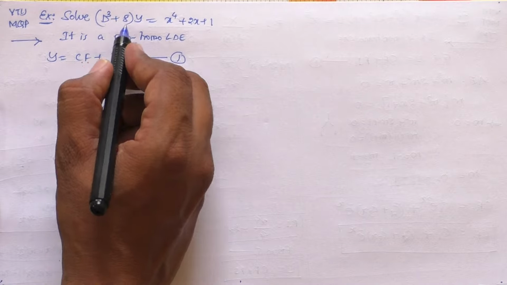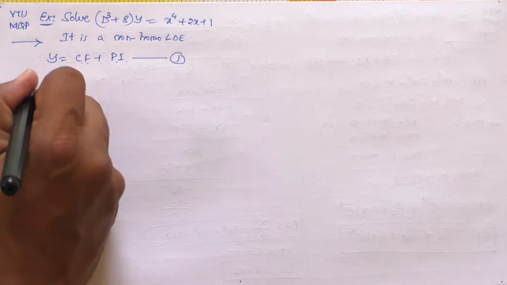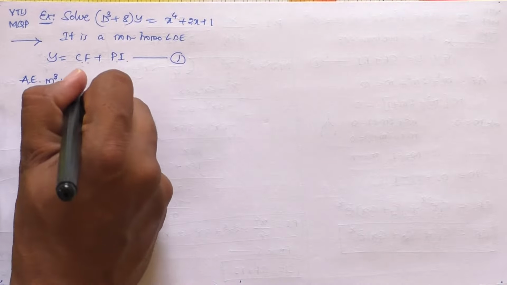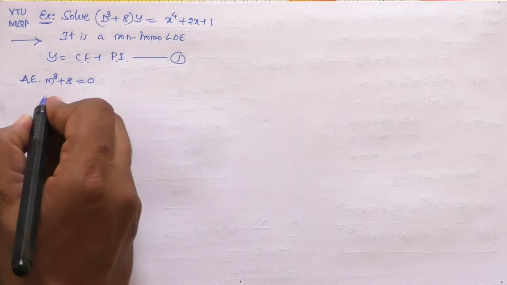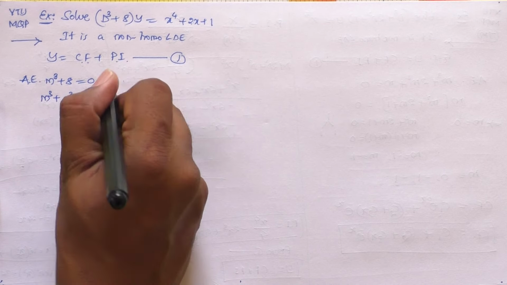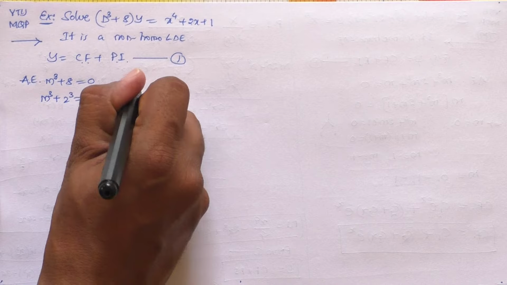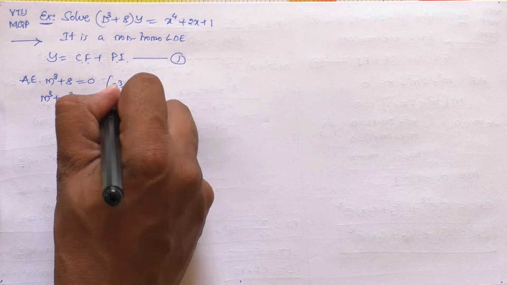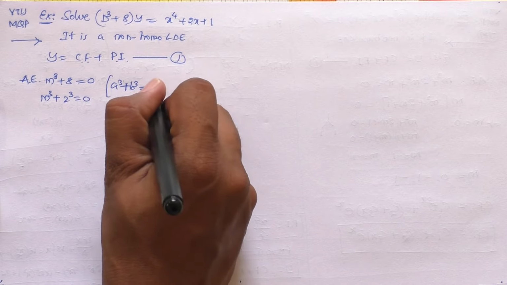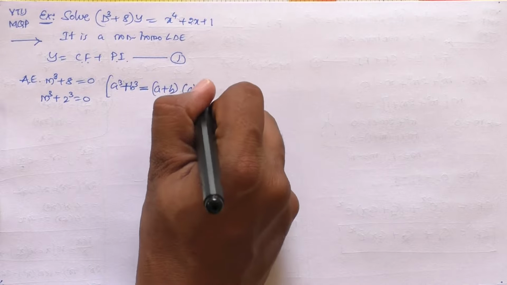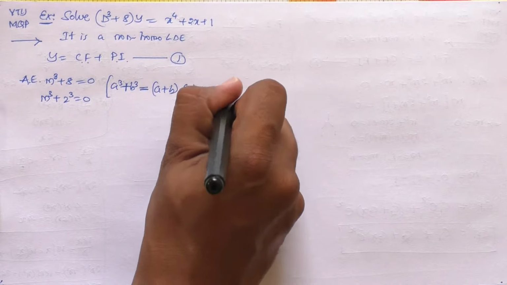We have D cube plus 8. So the auxiliary equation can be written as m cube plus 8 equal to 0. m cube plus 8 can be written as m cube plus 2 cube, so it is of the form a cube plus b cube. Anyhow we need to solve it. Let us apply the algebraic result: a cube plus b cube is (a plus b) into (a square minus ab plus b square).